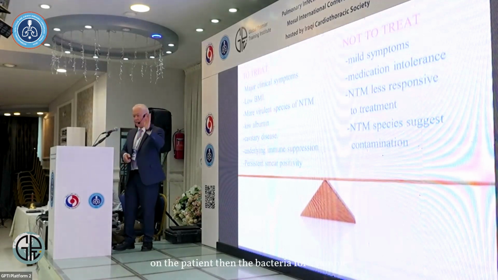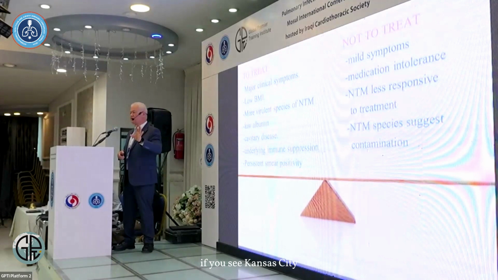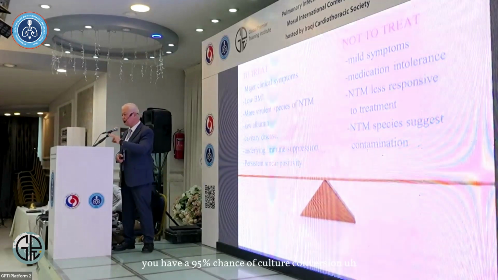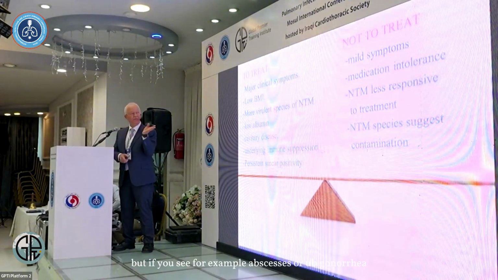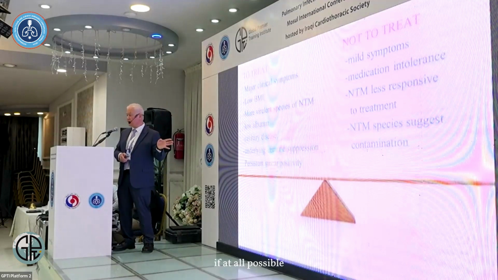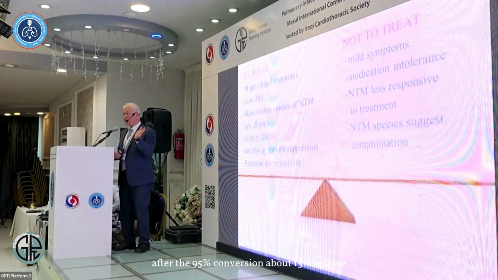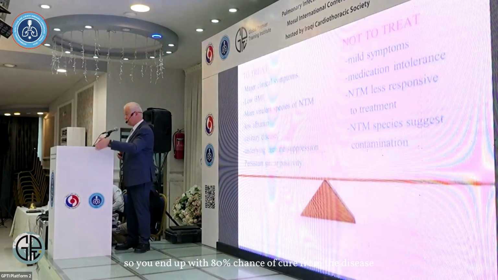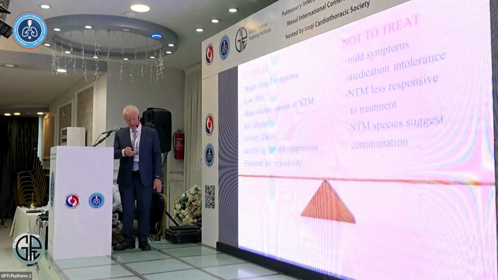So you can see these factors depend on the bacteria, and they depend on the host, on the patient. Then the bacteria, for example, if you see kansasii, you have a 95% chance of culture conversion. But if you see, for example, abscessus or xenopi, there's less likely chance of that. So I would treat patients with kansasii if at all possible. After the 95% conversion, about 15% relapse, so you end up with 80% chance of cure from the disease.